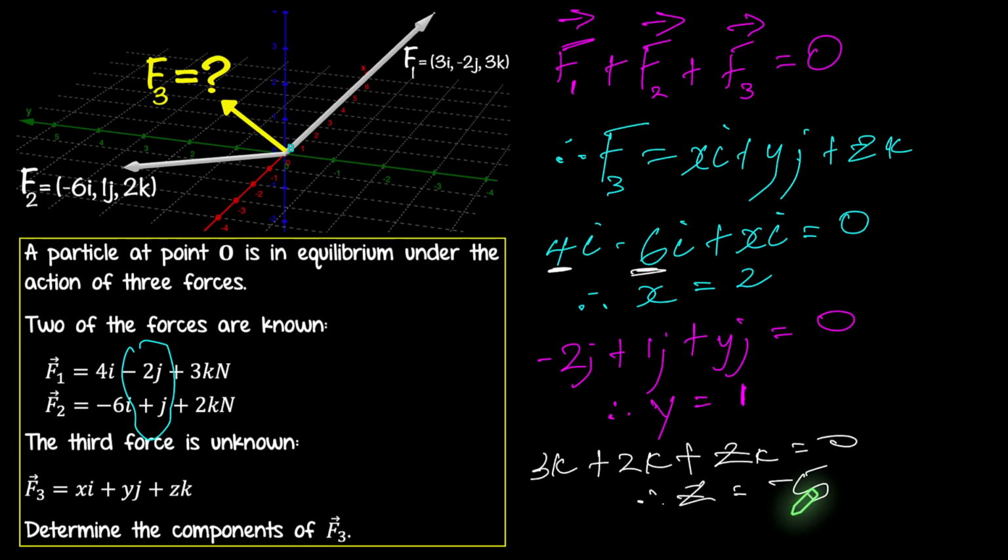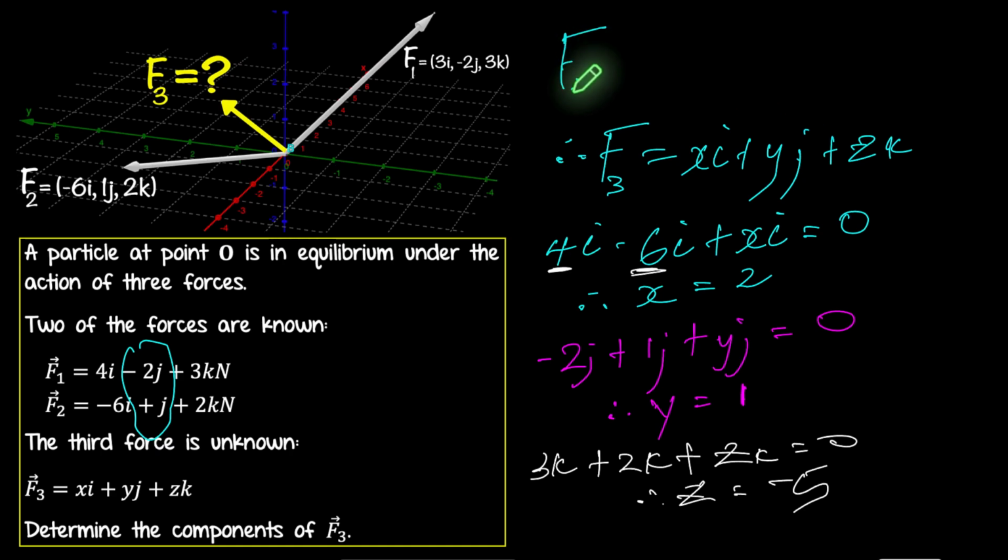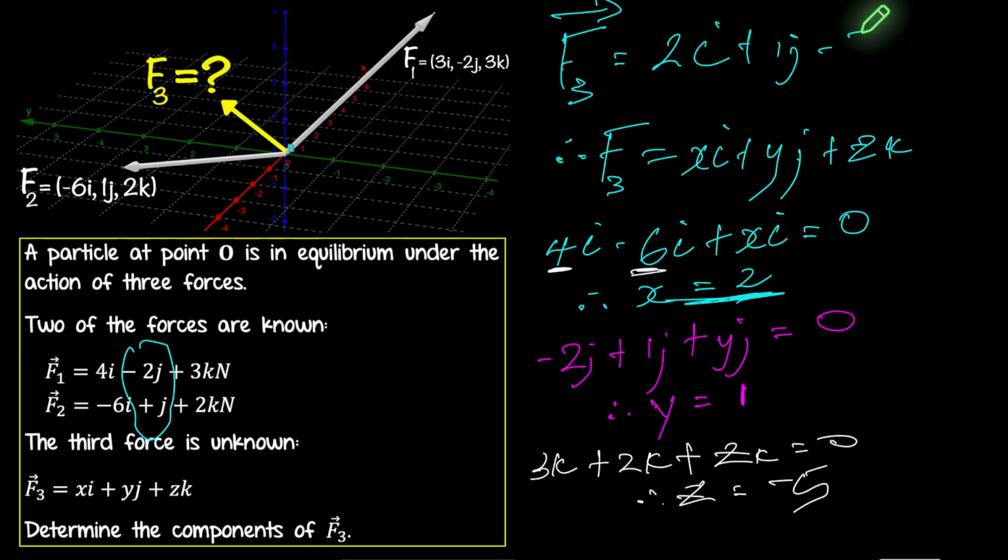So then our final answer is us putting together all of the sums that we have here. Just going to clear what's at the very top to fit that answer. So F3 is going to be equal to our first component for x, so that's going to be 2i, plus we got 1 for the y component, so 1j, and negative 5k. And this represents our F3 force vector.